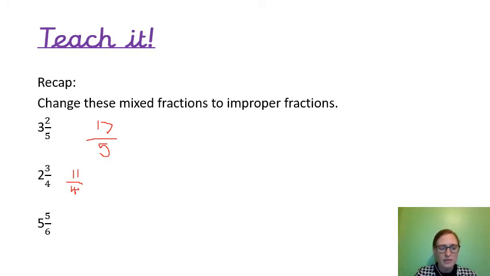Good job if you've just worked that out. It should be 5 times 6, because each whole one is 6 sixths. So that's 6, 12, 18, 24, 30, plus an extra 5 would give you 35 sixths, still split into 6 equal pieces. Again, in your Class Dojo, I've put a link to help you to convert between those if you're a little bit stuck, because you will need those for the rest of the lesson.